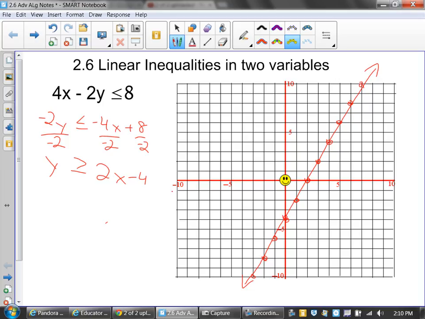And what this line has done is take our xy coordinate plane and cut it in half. There's two parts. One side's true, the other side is false.